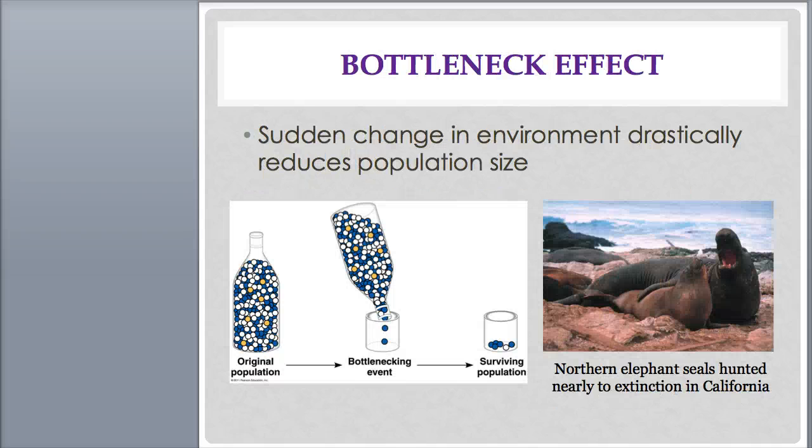And then there's the bottleneck effect. A bottleneck means you have an original population and something happens where a lot of the population is limited or dying, so the surviving population is very small and misrepresented. The most common type of bottleneck effect is a sudden change in an environment that drastically reduces the population size and then changes the population completely. So for example, these northern elephant seals were hunted nearly to extinction in California. We had different colors, like this one's a little bit darker, this one's brown. With all of them dying, the color sort of changed because only a certain type was still alive. That's called the bottleneck effect.